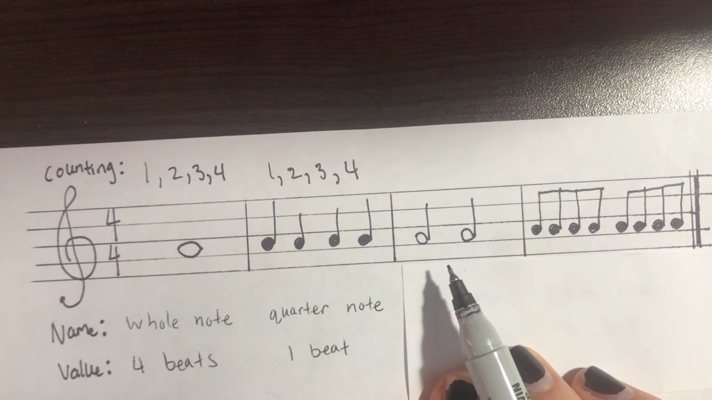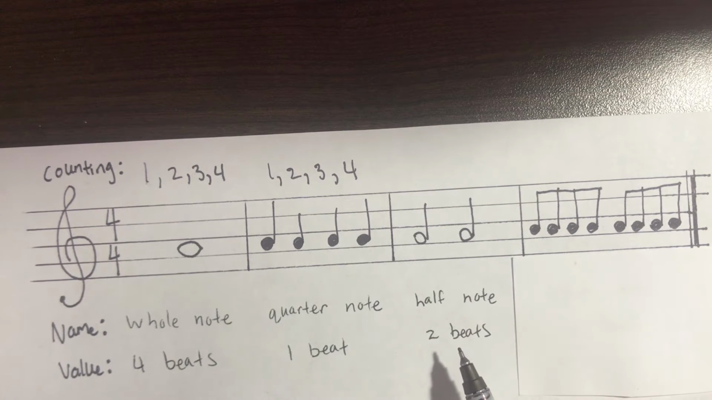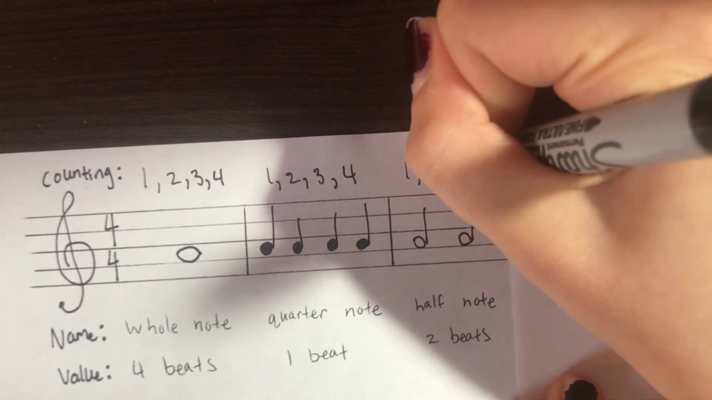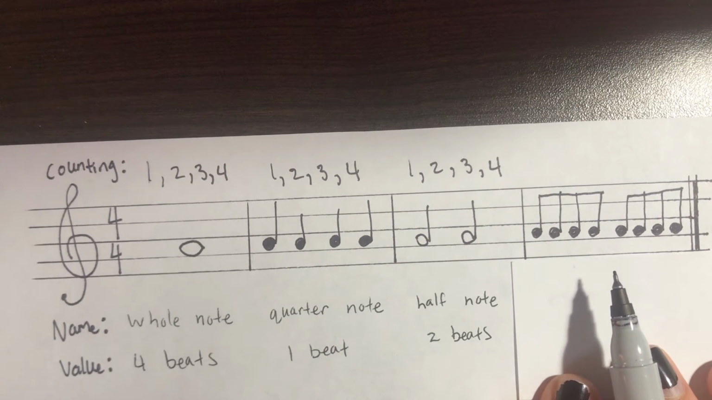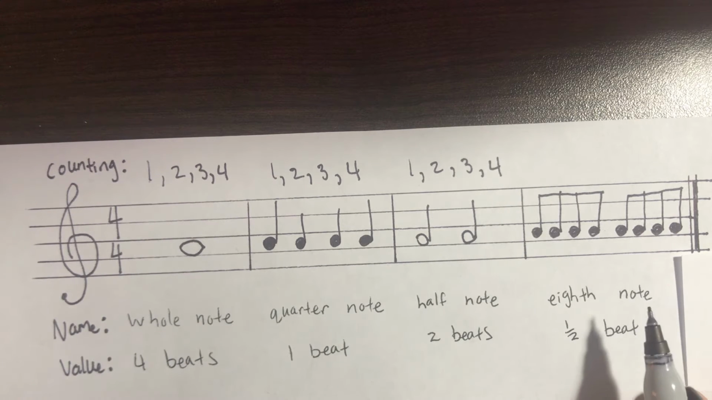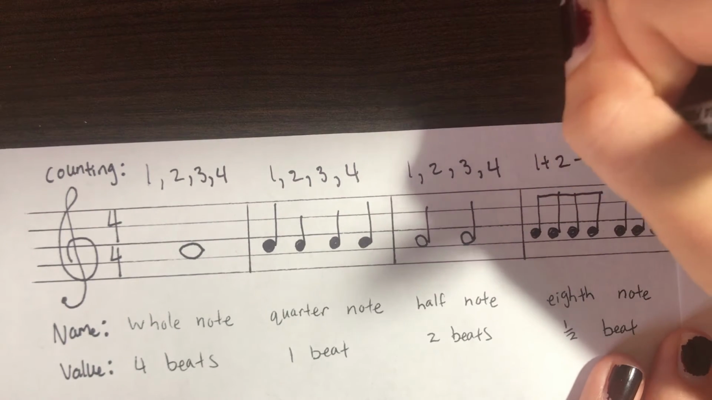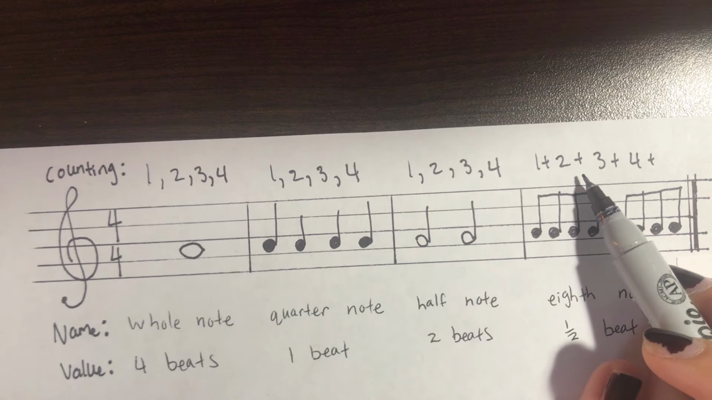Do you remember these 2 notes? These are half notes, worth 2 beats. Clapped, it would be 1, 2, 3, 4. And finally, we have these notes. They are eighth notes, worth half a beat. Clapped, it would be 1 and 2 and 3 and 4 and. These plus signs symbolize the and.